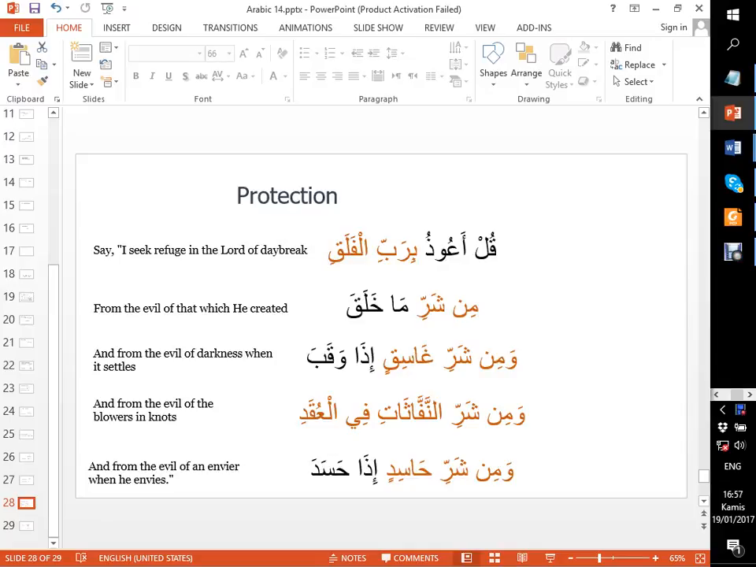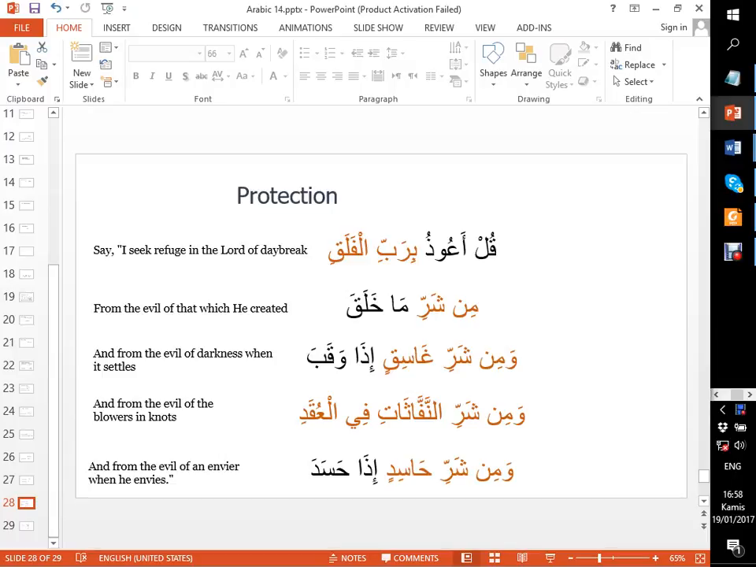So the surah says: Rabbil Falaq, min sharri ma khalaq. Actually in this surah, falaq is to tear apart, to crack open, to open a crack.